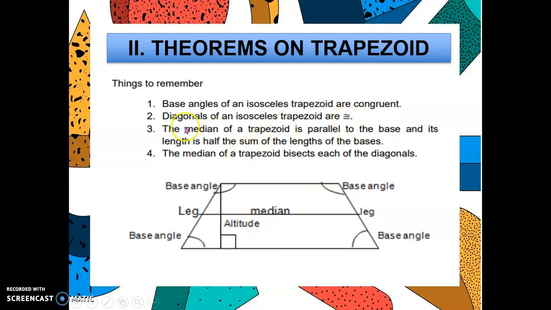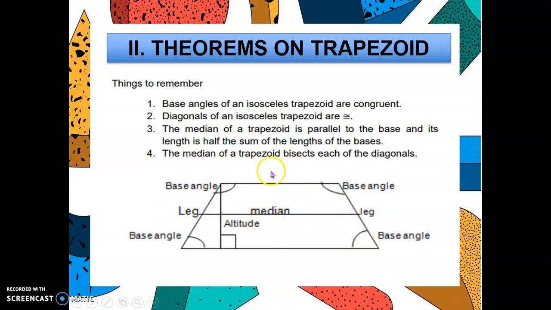Yan, tandaan natin yan. And then, the median, so ito po yun, yung median of the trapezoid is parallel to its base. So, ayan, parallel po siya dyan. And, ang length po ng median natin is half of the sum of its bases. No? So, yung base sa taas at base sa ilalim, i-add lang po natin yun and then divided by 2. So, that is the measurement of your median.